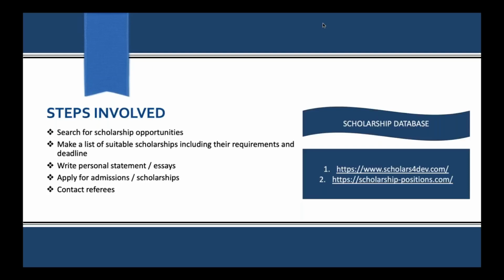So once you get some of these scholarship opportunities, the next thing you want to do is make a list of suitable scholarships. So scholarships you think you're suitable for, you're eligible for, you want to write them down. Take note of the requirements and also their deadline. This is very, very important, so you don't just mix things up.